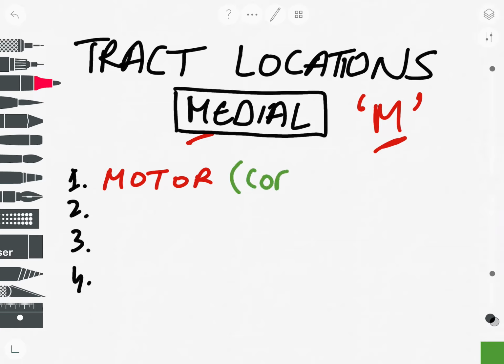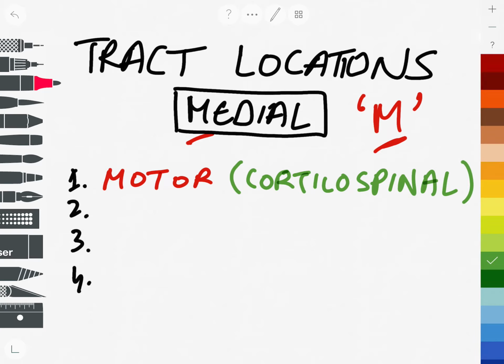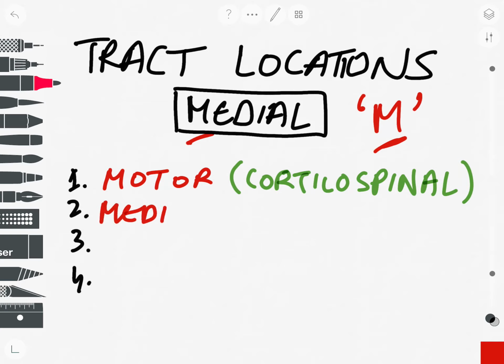The corticospinal tract is involved in all the motor functions of the body. Next, with M, you have the medial lemniscus, which basically is after the dorsal column has decussated in the medulla, and it forms fibers which are in charge of proprioception, vibration, that kind of thing.